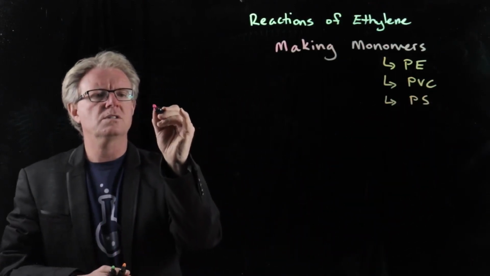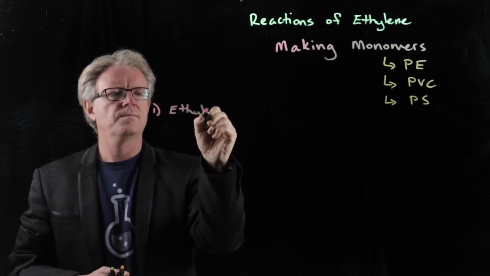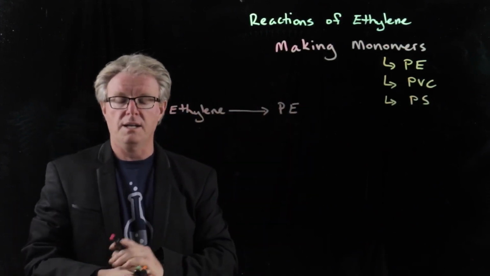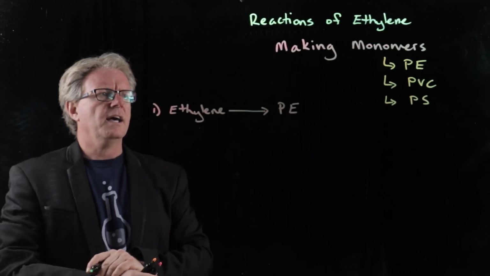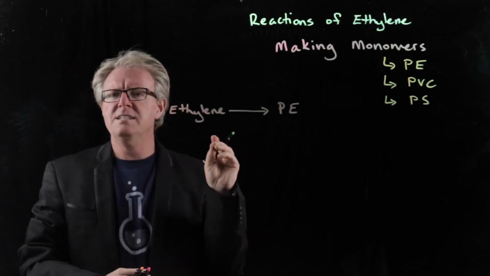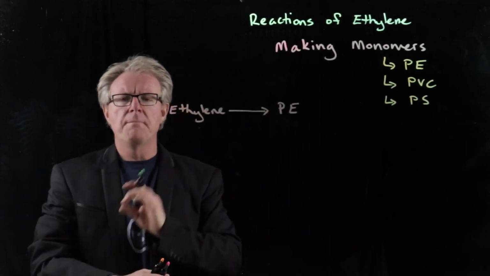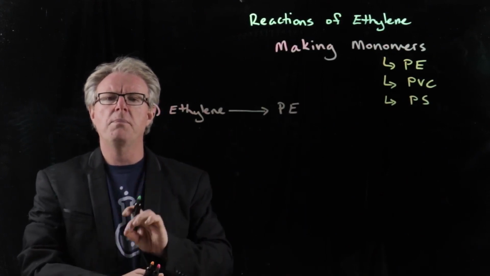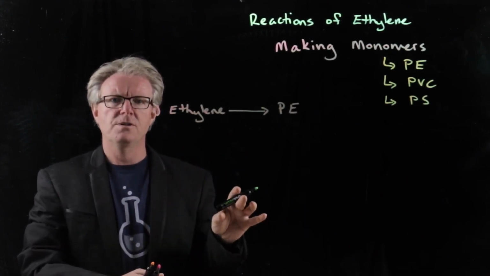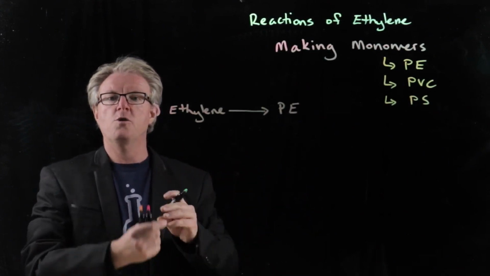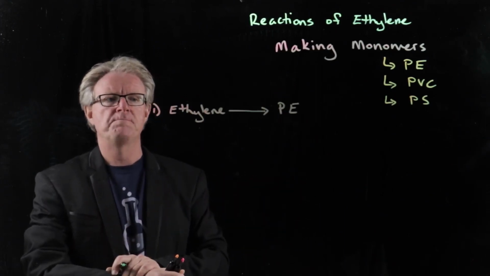The first one, of course, is ethylene. Ethylene to polyethylene. Okay, so we're talking about monomers. So let's define what a monomer is. A monomer is a chemical that can combine with itself multiple times to form a long chain called a polymer.